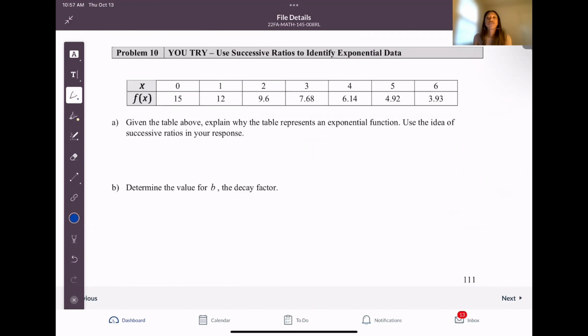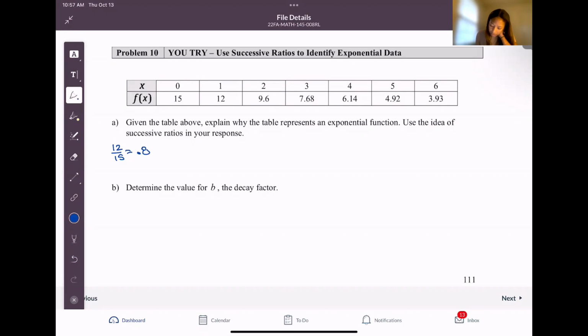Use successive ratios to identify the exponential data. Given the table above, explain why the table represents an exponential function. Use the idea of successive ratios in your response. So let's look at these successive ratios. We do 12 divided by 15. That's 4 over 5, or 0.8.